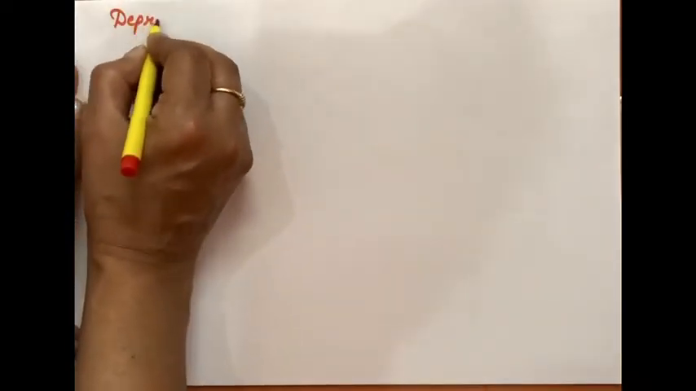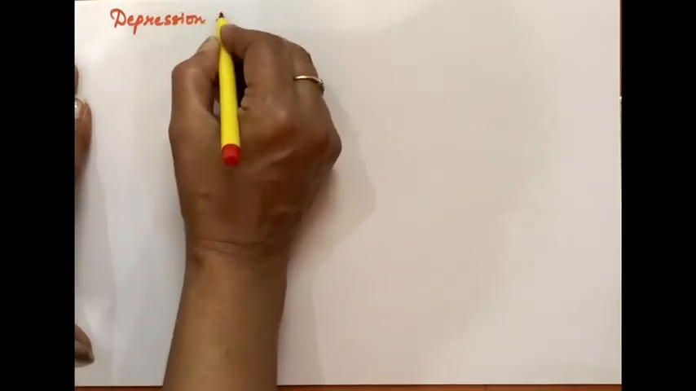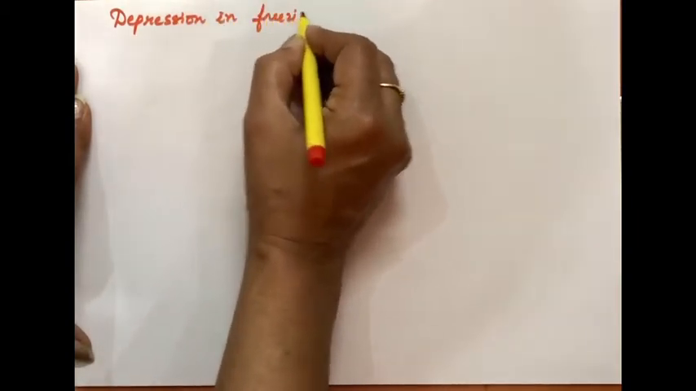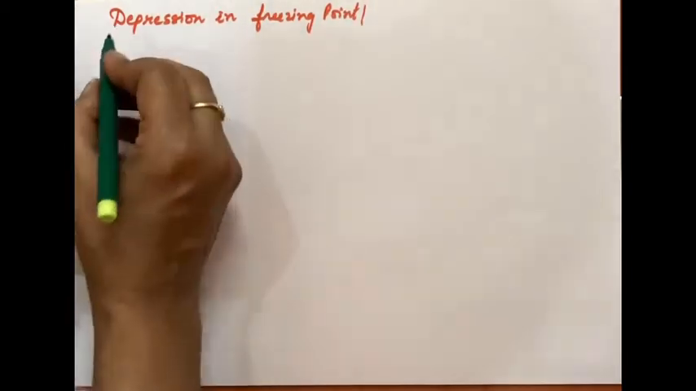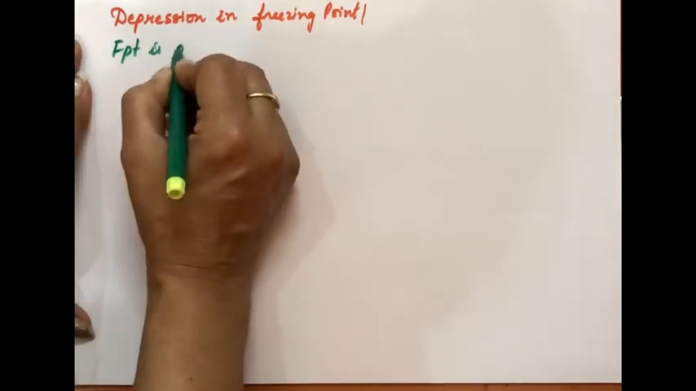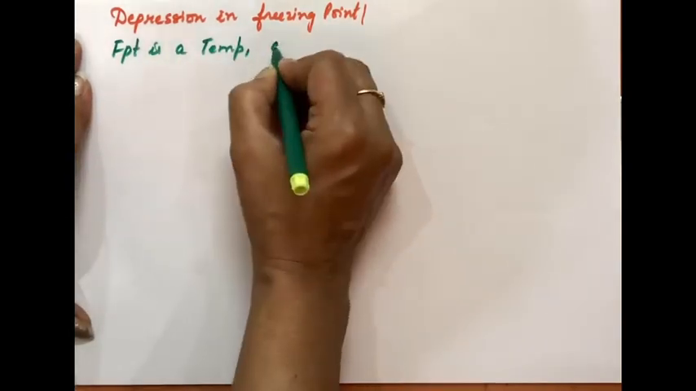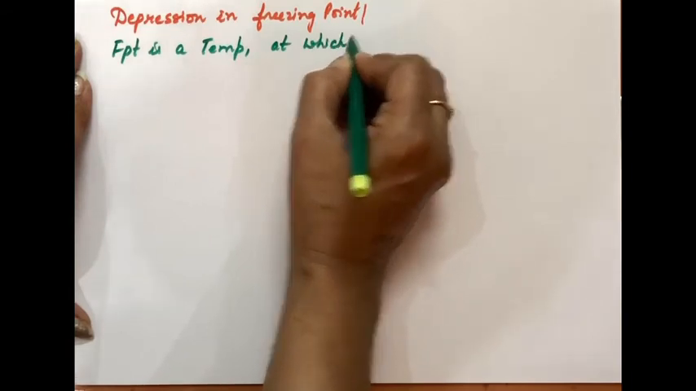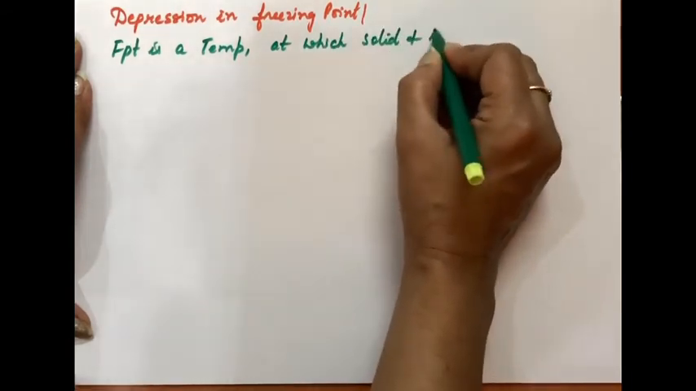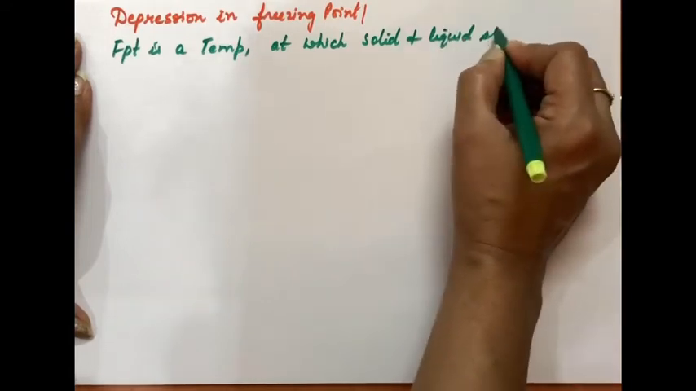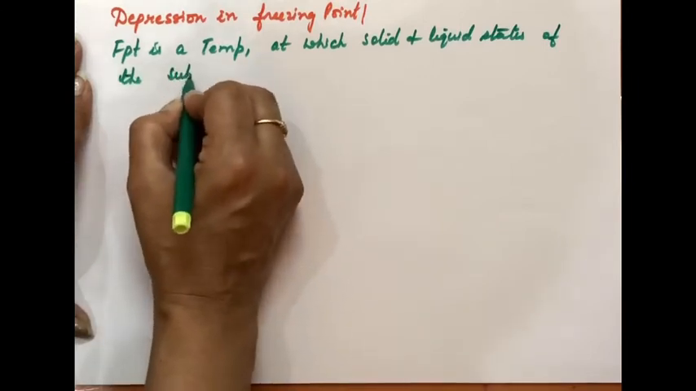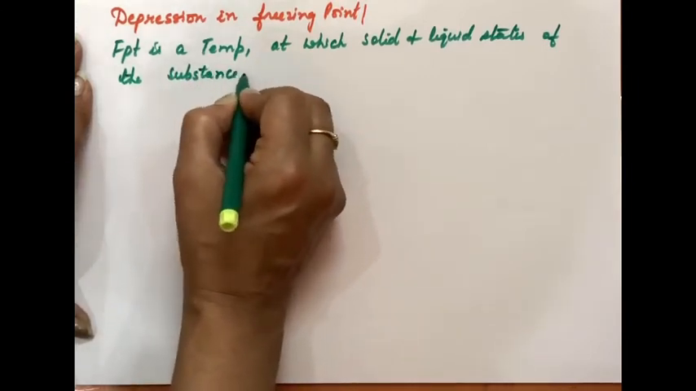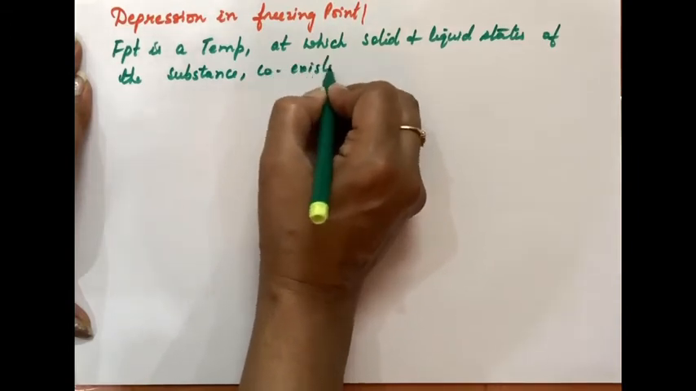Moving on to the third colligative property, that is depression in freezing point. Now what is freezing point? Freezing point, again, is a temperature at which the solid and liquid states of the substance coexist. Same substance, but its solid and liquid states are coexisting. That temperature is known as its freezing point.